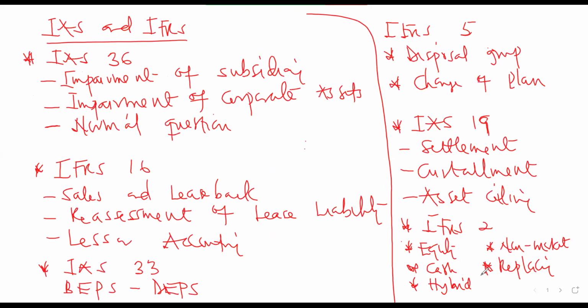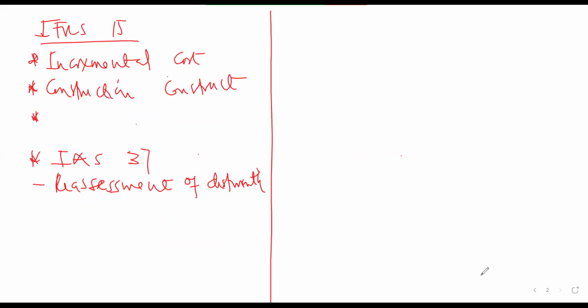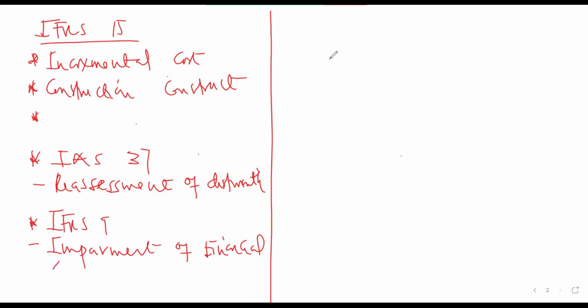What again? We have 36, 16, 33, 5, 19, 2, 15, 37, and what would be the... Financial instruments, thank you. So financial instruments, basically they will be asking you about maybe impairment of financial assets, and they will also ask you about modification of a loan.